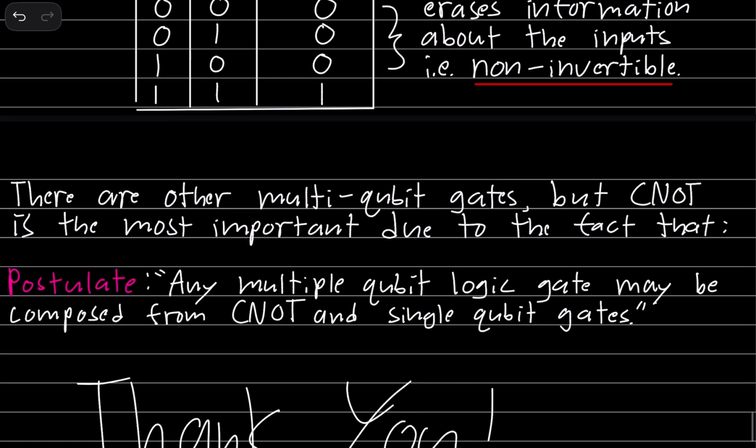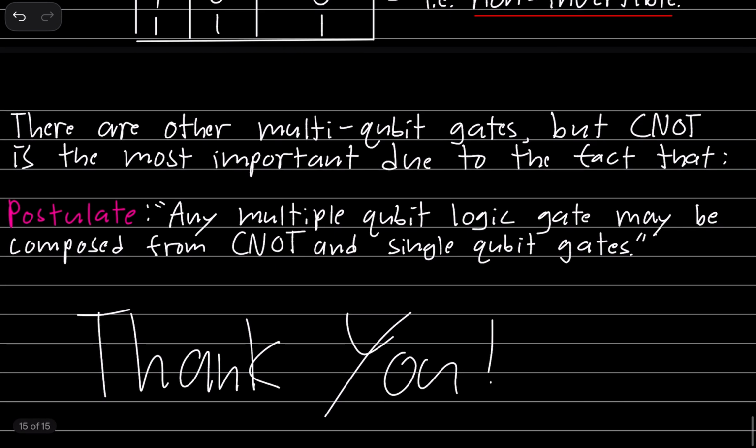And so there are other multiple qubit gates, but the CNOT is the most important because it's the lightest weight entangling gate, which we'll see what that actually means later on. But essentially, we have this theorem that's been proved, and it's such that any multiple qubit logic gate can be composed from CNOT and single qubit gates. So CNOT gives us this universality that is so helpful and desired when analyzing quantum circuits in a quantum computer.